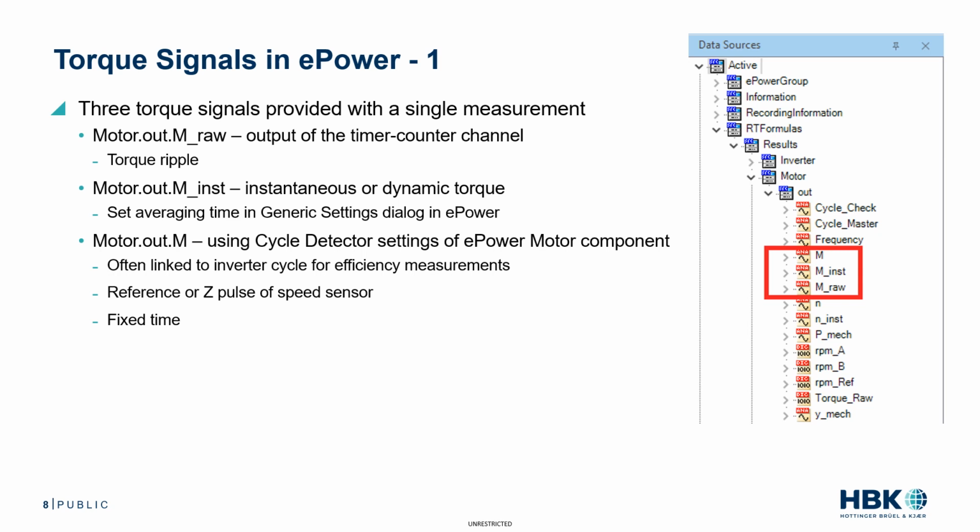Motor.out.m is torque measured using the cycle detector settings of the motor component in ePower. Many users link the motor cycle detect to the inverter to make sure both mechanical and electrical power are calculated over the same time to provide an accurate efficiency result. However, there are 2 other options available. You can select the reference or Z-pulse of the torque transducer's speed system to set the cycle measurement time. You can also use a fixed time as a cycle.